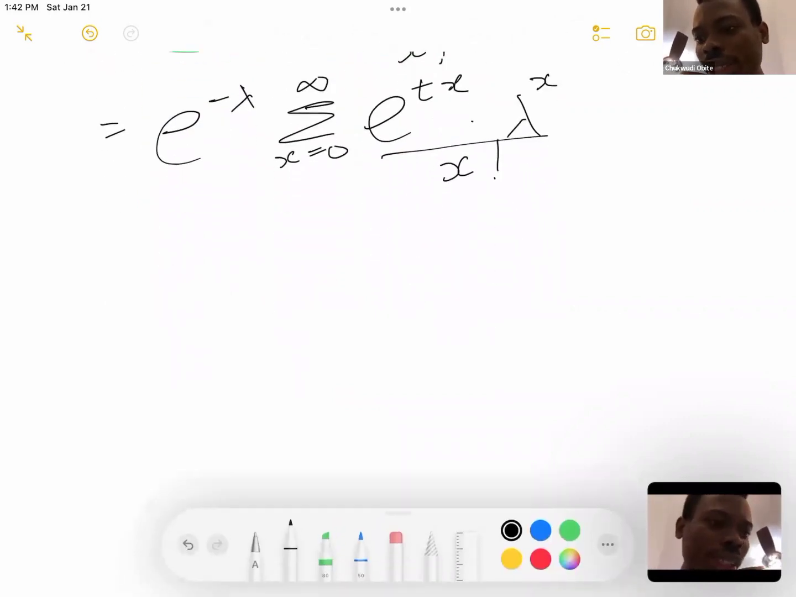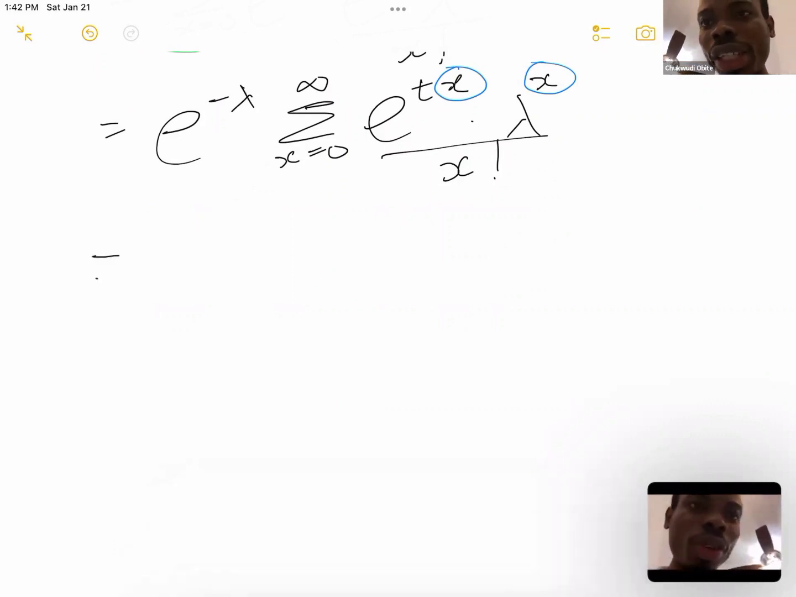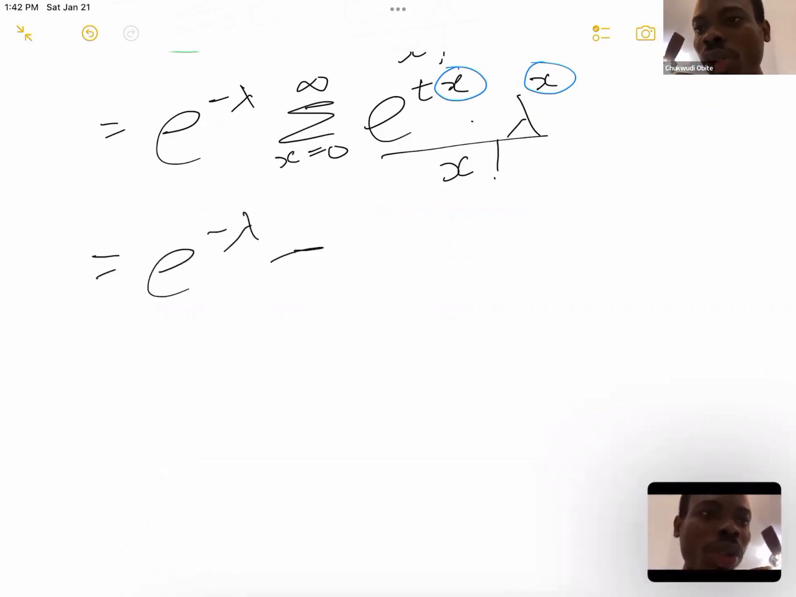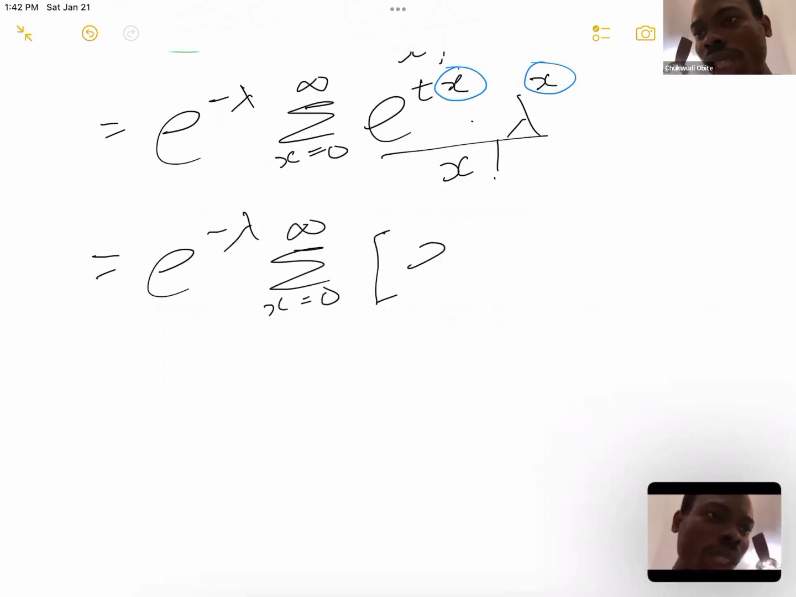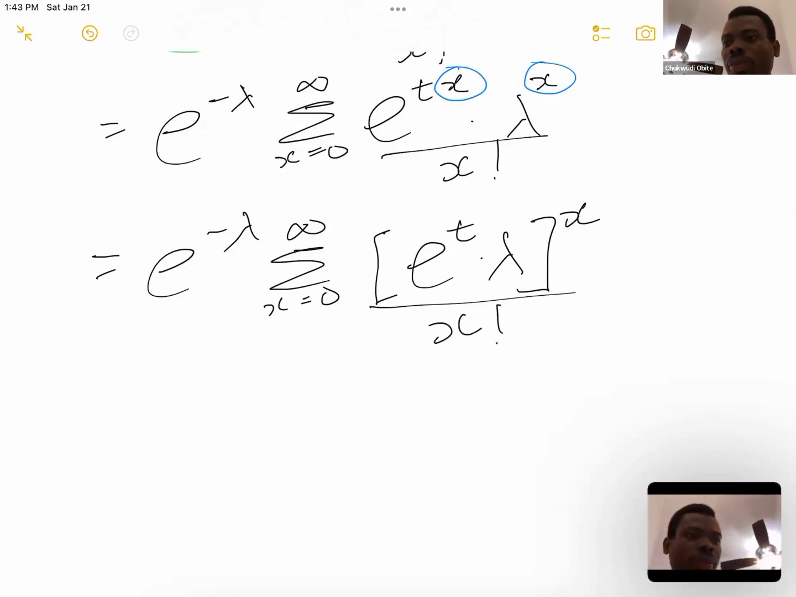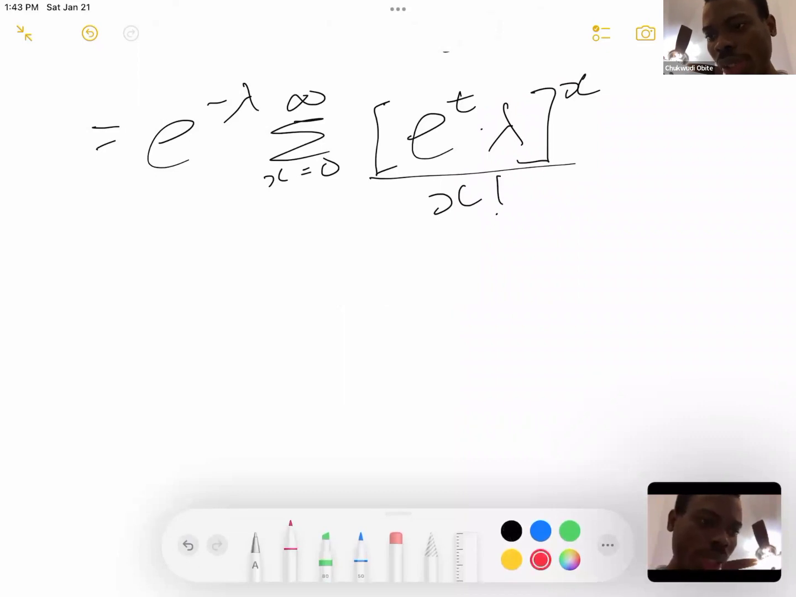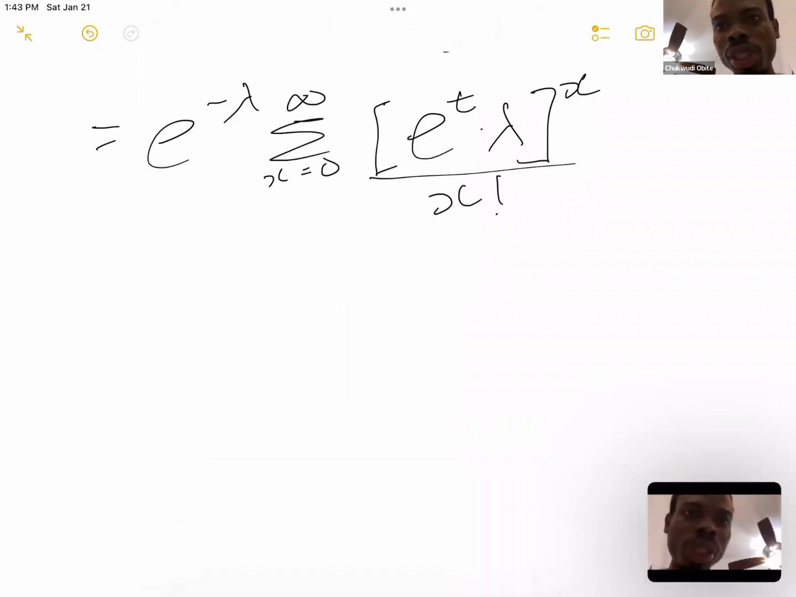If you look at what I have here, the power x is common, so I can factor it out. If I factor x out because it is common, I will have (e^t times lambda) all raised to power x, over x factorial. So let me recall.